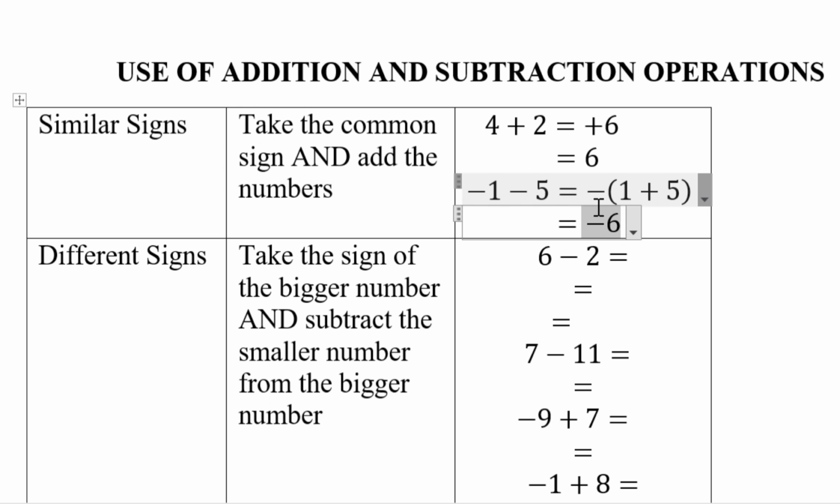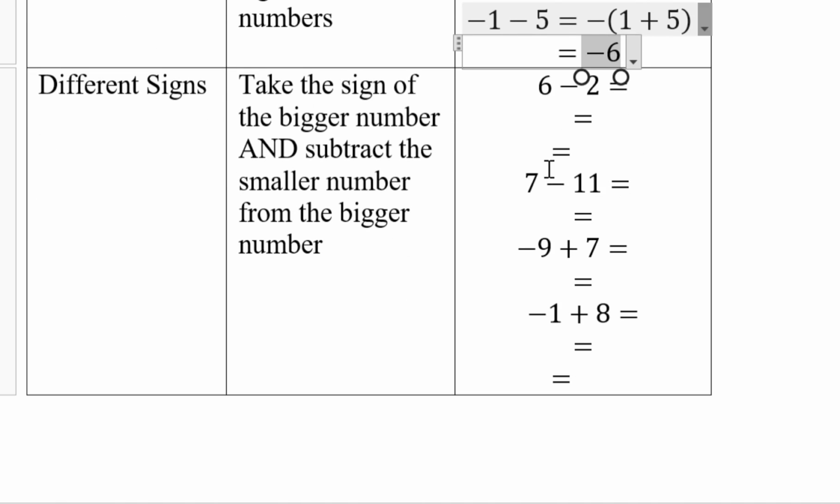What if the signs are different? In that case, we take the sign of the big number and subtract the smaller number from the bigger number. For example, we have 6 minus 2. The sign of 6 is positive. The sign of 2 is negative. So this has a positive sign, this has a negative sign. This sign is assumed to be attached to this one here.